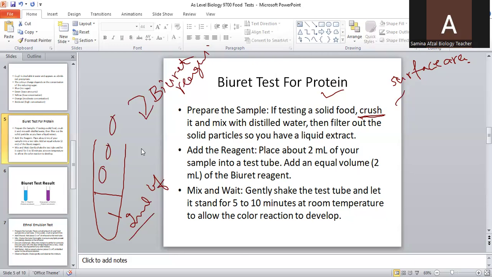Then allow the color reaction to develop. So the color will change. If the color changes from blue to purple, then it shows that protein is present in the given solution. Otherwise, if the color remains the same, that is, it remains blue, it means there are no proteins present in the given solution.